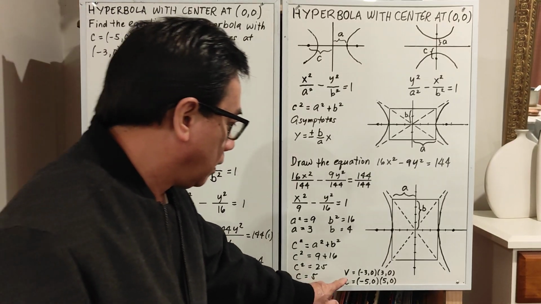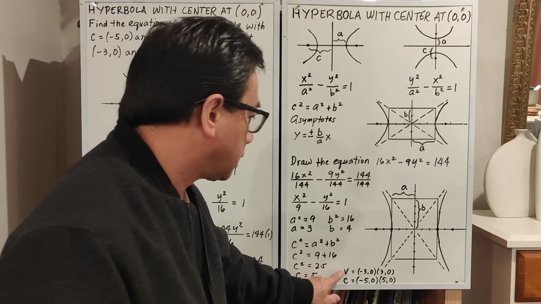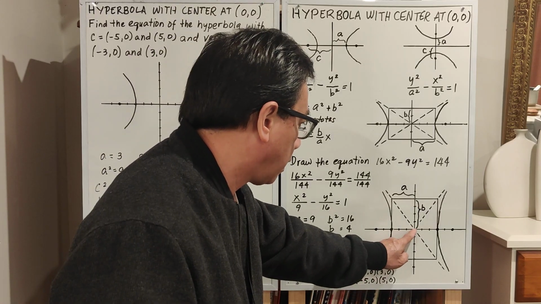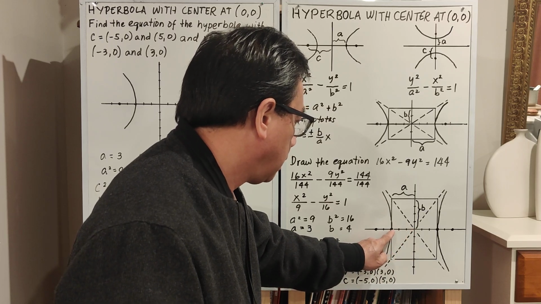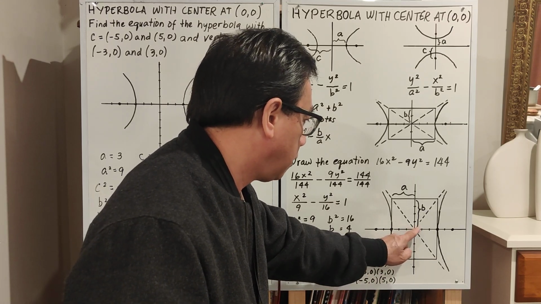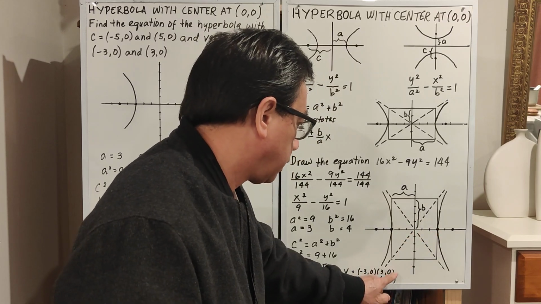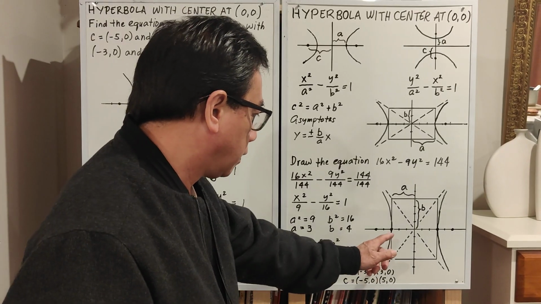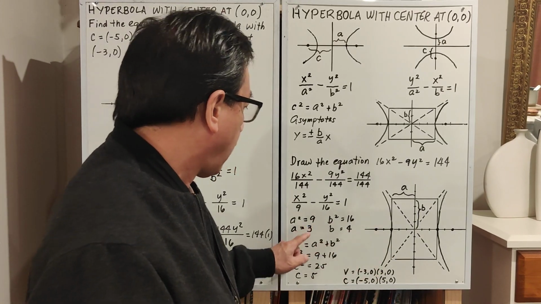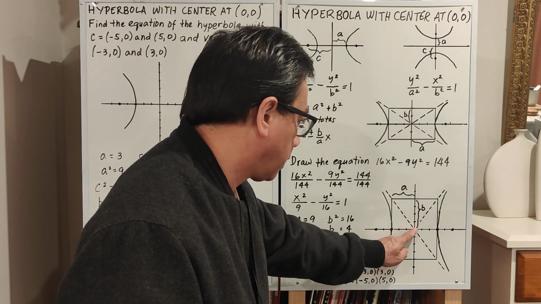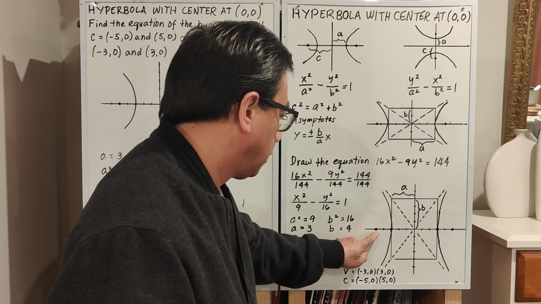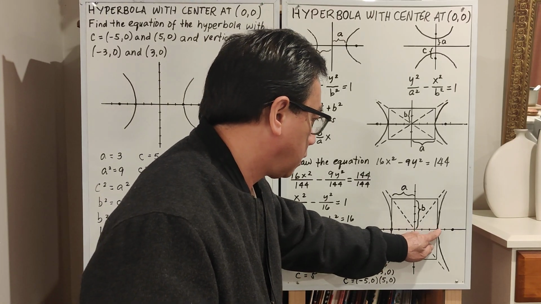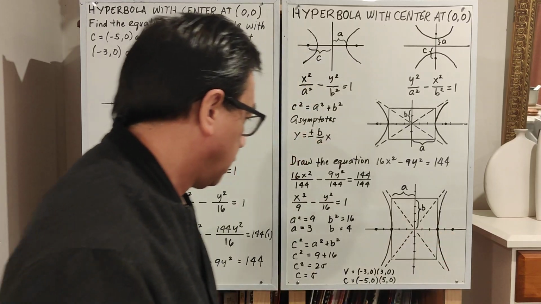So we can now draw the vertices. The vertex is at a length of 3 from the origin. So we measure 1, 2, 3. So that's negative 3, 0, and then another 3: 1, 2, 3. So your other vertex is (3, 0). For the foci, the first focus is at a length of 5. So we measure from the origin 1, 2, 3, 4, 5. This is your first focus. And then the other one is from here, 1, 2, 3, 4, 5. This is your second focus.